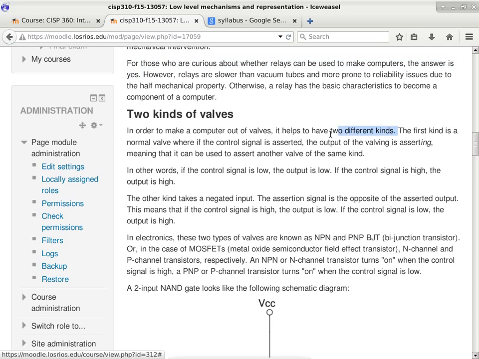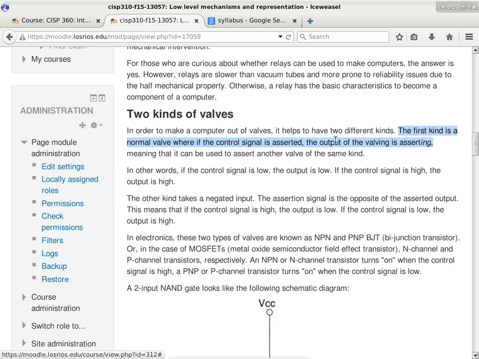The first kind is a normal valve where, if the control signal is asserted, the output is also going to be asserting. And then the other one is negating. In other words, if the input is asserting, the output is not asserting. It's opposite. It is negated. There are only two kinds of valves like that.